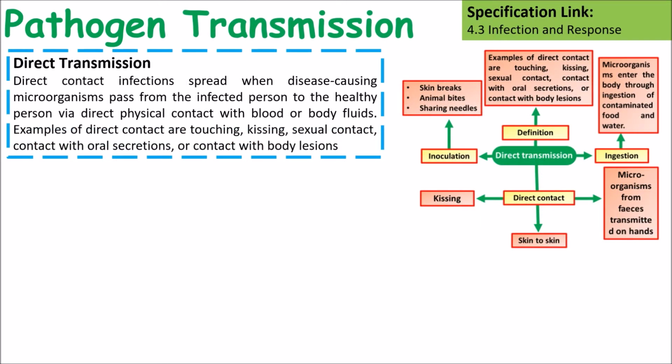So the ways that pathogens can be transmitted. The first ways are by direct transmission. So this involves things like inoculation, where there are breaks in the skin, transmitting things via needles, etc. Ingestion, so if you're eating something with microorganisms on, like contaminated food, that could cause an infection. And direct contact, so things like kissing or skin-to-skin contact.